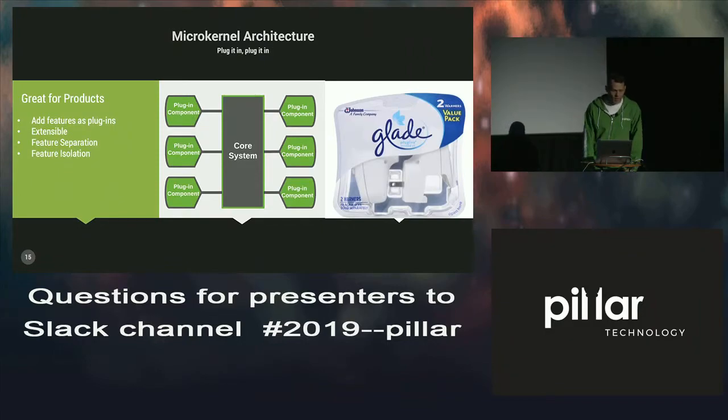Cool. Microkernel architecture. This is also called the plug-in architecture. I think almost everyone in this room has used this architecture, whether you've known it or not. If anybody's used Chrome before, those are plugins. If anybody has used VS Code or a code editor before, that's a plugin architecture. You add features. You create extensibility through adding these features. There is some isolation there.